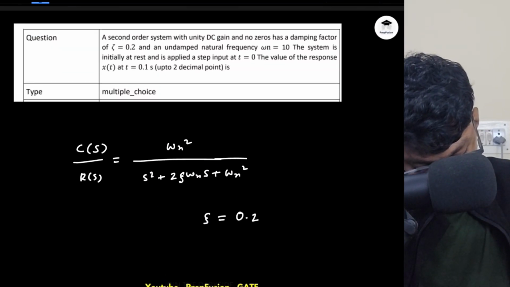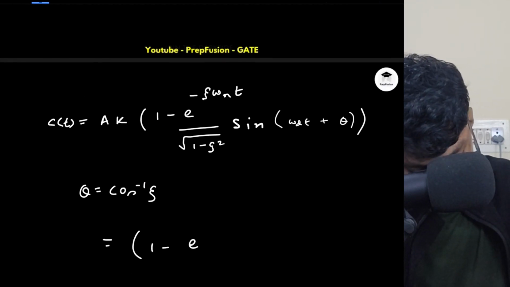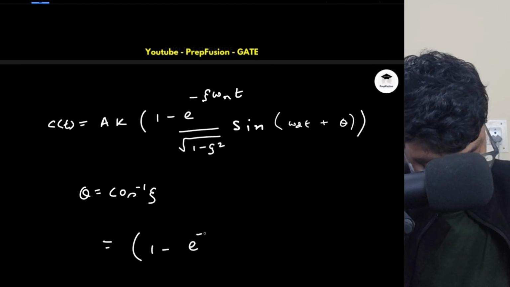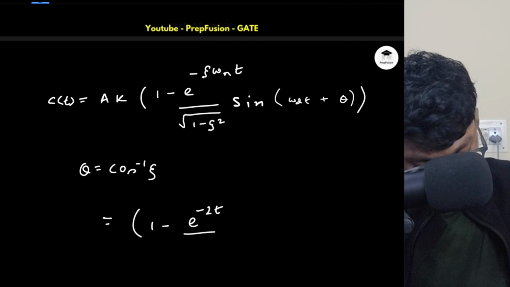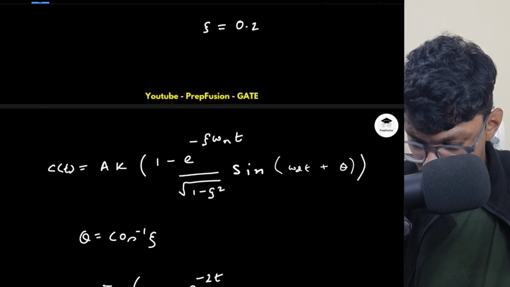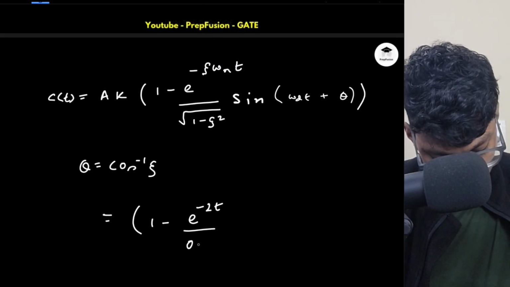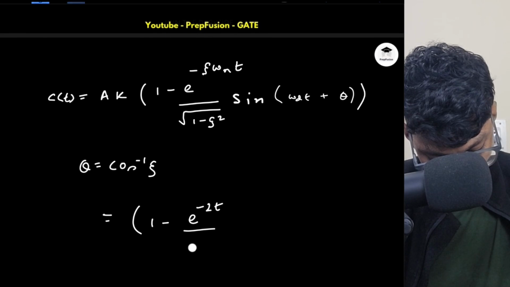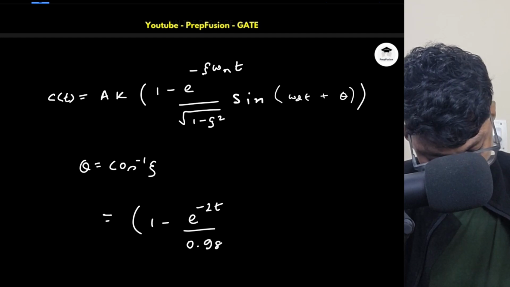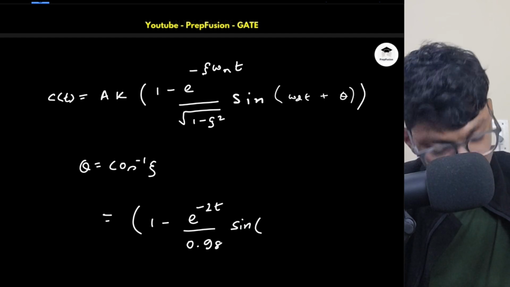Zeta omega n will be 2 only. Sorry, there will be a t here as well. It will be e raised to power minus 2t divided by under root of 1 minus 0.2 whole square. Then take the under root of that. So it will be 0.98, into sine of omega d t.